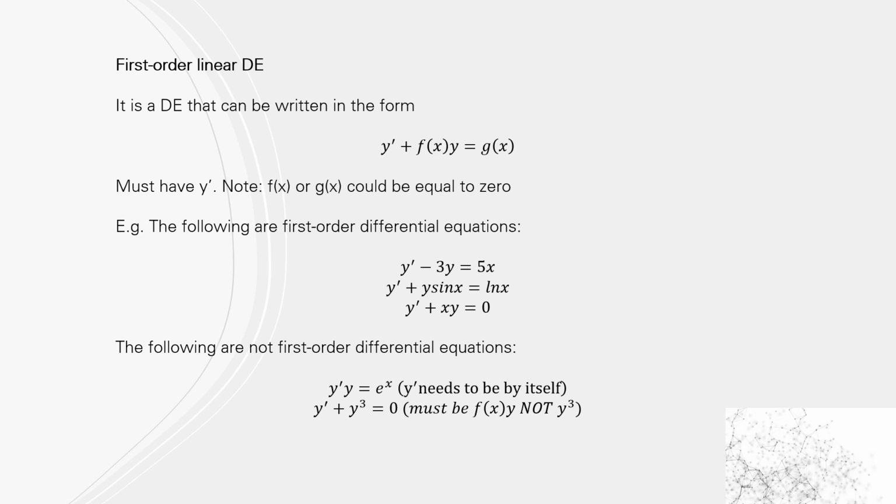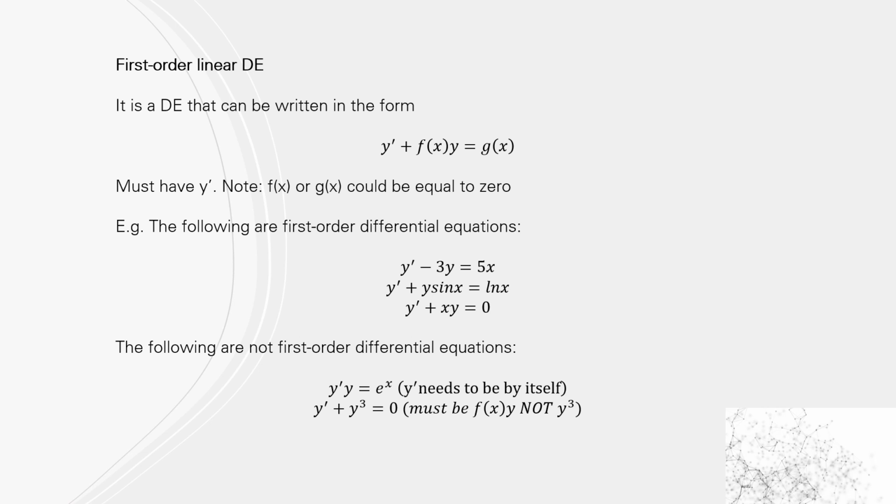The second one, we've got a y dash in front of or attached to the y, the coefficient if you want to call it, but the function is sine x, and the g of x is ln x. And for the third one, you've got a y dash, and you've got a function x in front of the y, equals 0. And so the 0 is a function, that's the g of x.